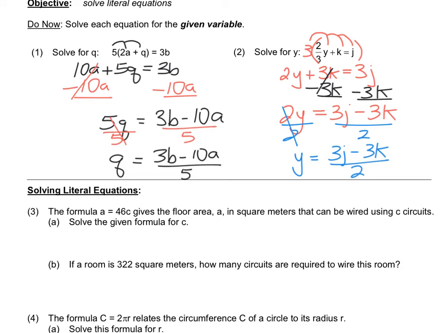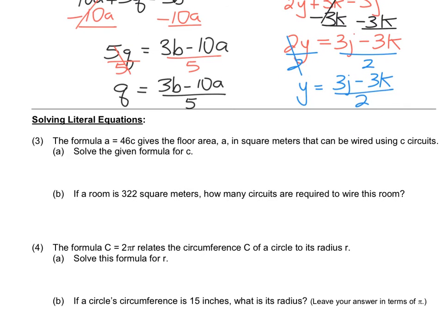When you're doing the homework, you're like, what's the point of all this? The answer hopefully is going to come in these exercises. All right, so in number 3, the formula A equals 46C gives the floor area A in square meters that can be wired using C circuits. Solve the given formula for C.